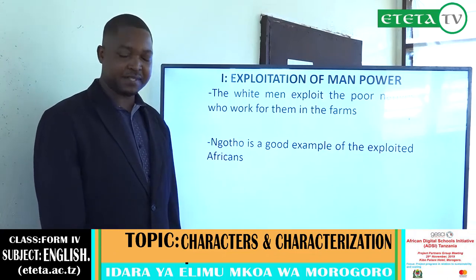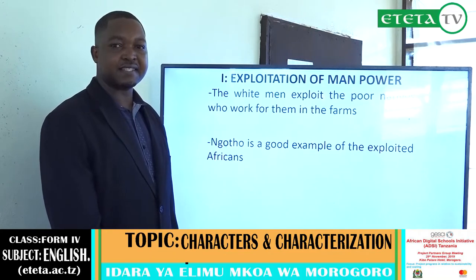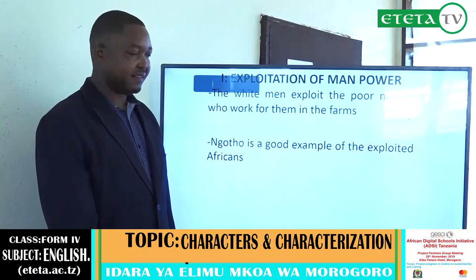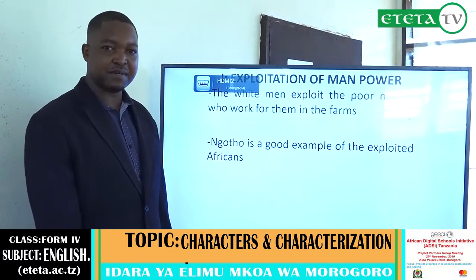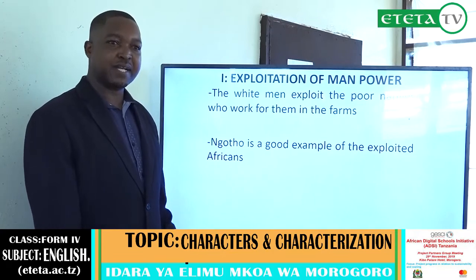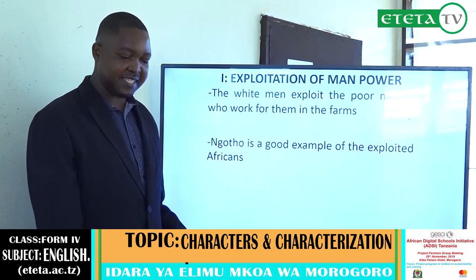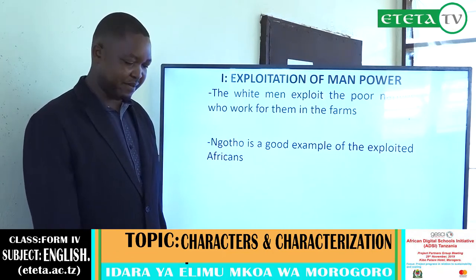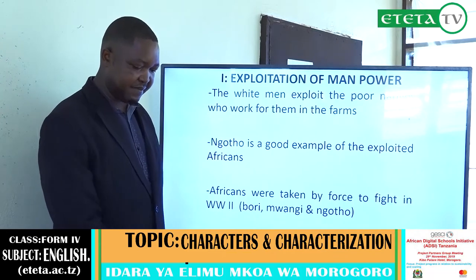Ngotho is a good example of the exploited Africans. One good example that you can cite is Ngotho, who was employed on Howlands's plantation. And he was, by the way, trusted and loved by his boss because he was hardworking, he worked very hard, and he was trustworthy at the beginning, though later on he turned against his boss. So Ngotho is a good example of the exploited Africans.